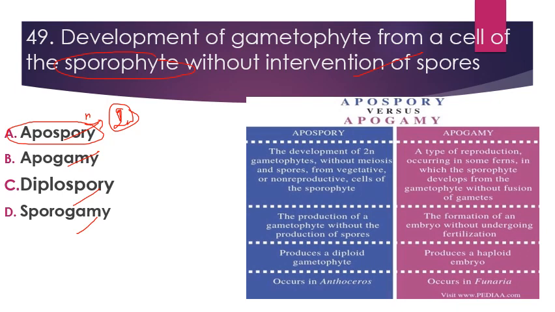So we have a difference here between apospory and apogamy. Apospory is the formation of a diploid gametophyte without meiosis and spore formation from the vegetative non-reproductive cell of the sporophyte. So directly sporophyte से gametophyte बनता है without meiosis. While apogamy is a type of reproduction which occurs in some ferns in which the sporophyte develops from the gametophyte without the fusion of gametes. That is a reversal of apospory. Apospory is the production of gametophyte without production of spore, while apogamy involves formation of an embryo without undergoing fertilization. Apospory produces a diploid gametophyte and apogamy produces a haploid embryo. Apospory occurs in Anthoceros, and apogamy occurs in Funaria.